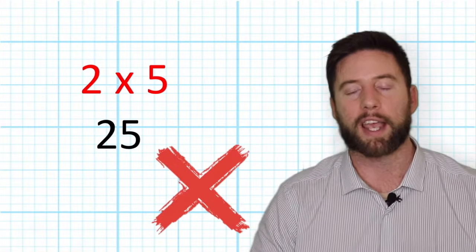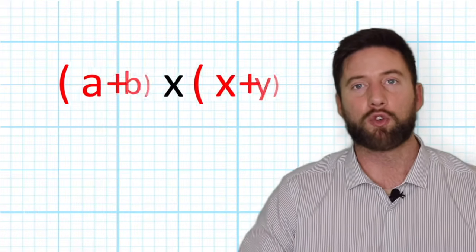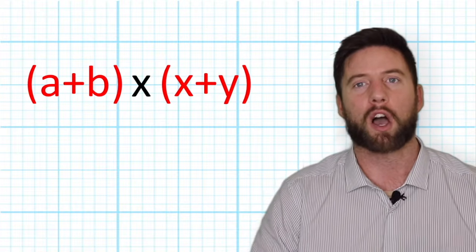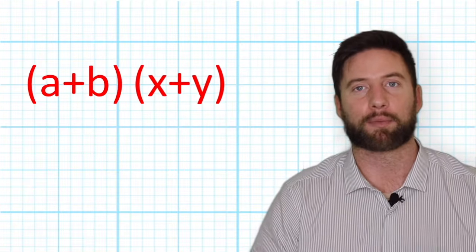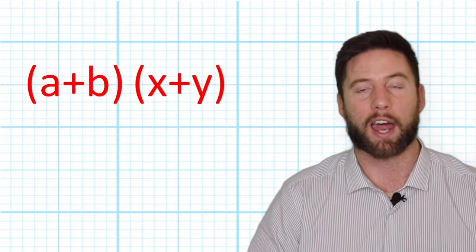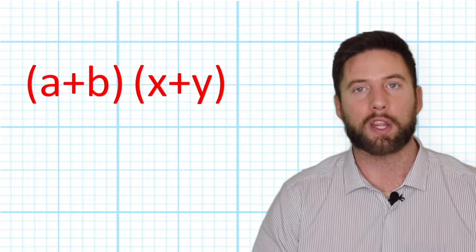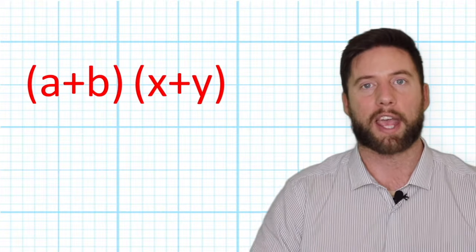But it will still be the case if we are using parentheses or brackets. If we see 2 pairs of brackets or 2 parentheses next to each other, without a symbol, we are going to multiply the values inside each set of parentheses. For example, if we saw A plus B in a bracket and X plus Y in a bracket, with no other symbol between them, we know that we are multiplying A plus B times X plus Y.